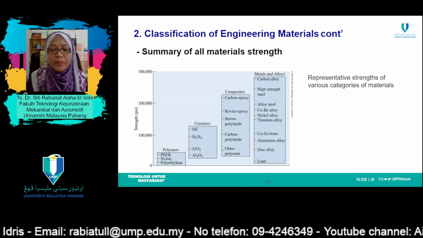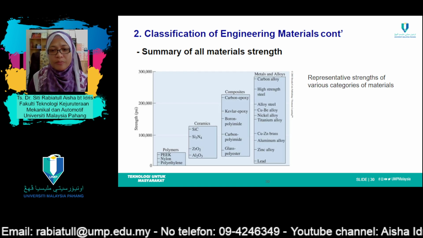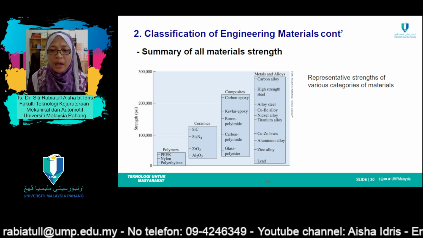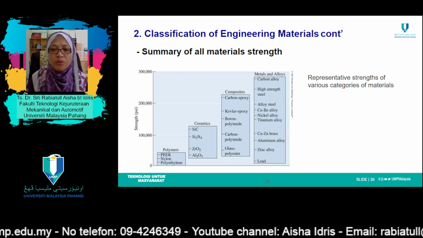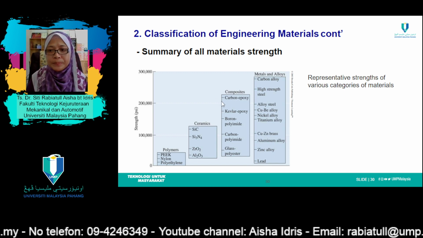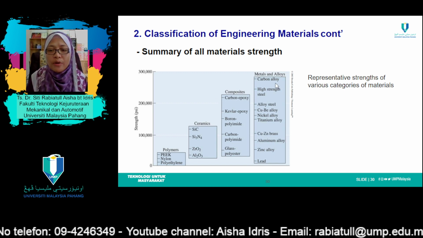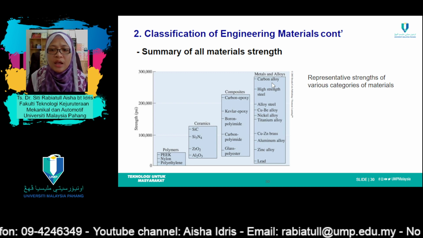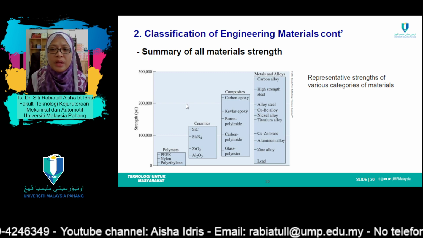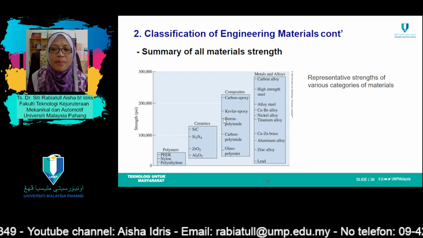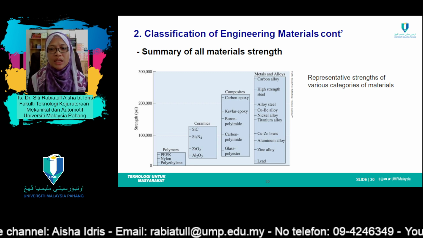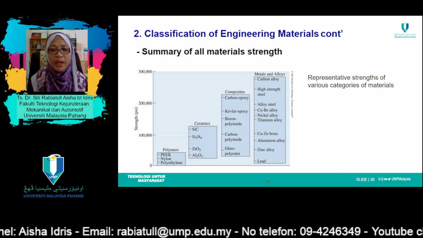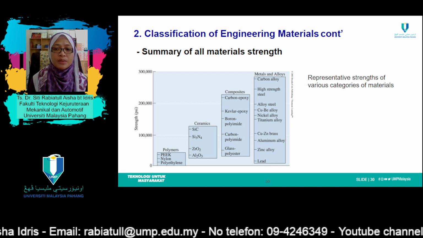In terms of material strengths, different types of materials obviously may have different strength. For example, in this case, if you refer to this figure here, metal and alloys can give the highest strength as compared to polymer, ceramic, and also composite. So you may imagine how expensive these types of material can be because of its properties.